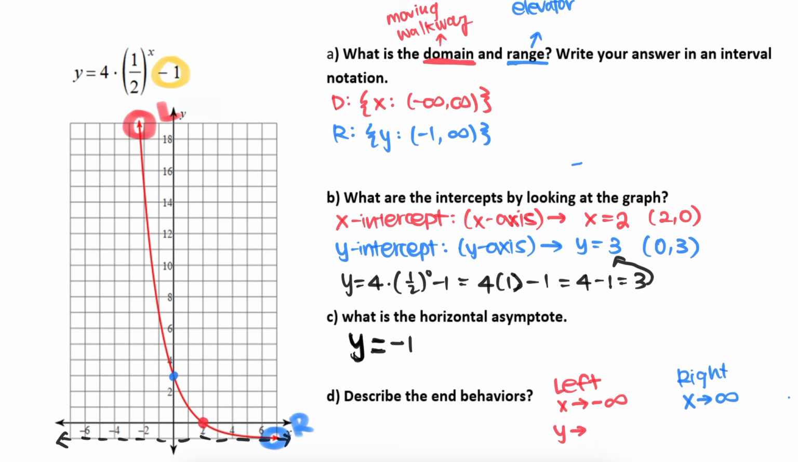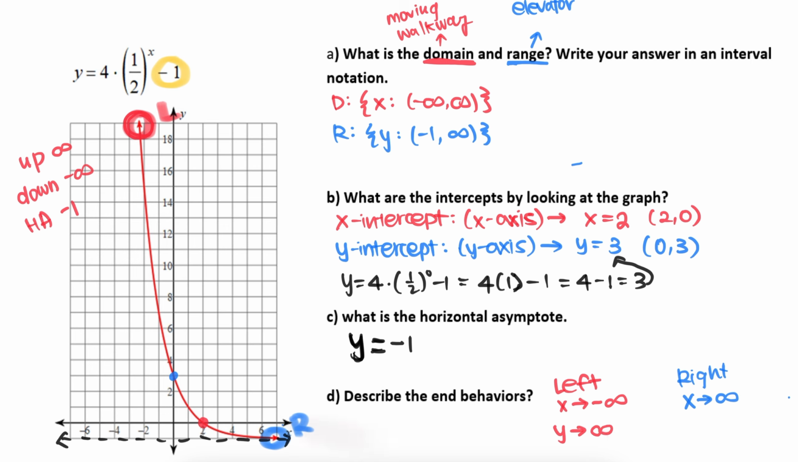Okay, looking at the left side, it could be going up, down, or the asymptote, right? Horizontal asymptote. Okay, up is infinity, down is negative infinity, horizontal asymptote in this case is -1. Okay, so this y, which one is it? It has to go up. So y is approaching infinity.